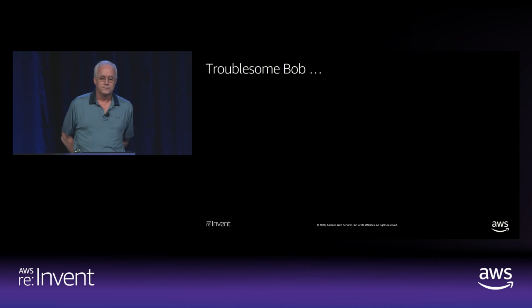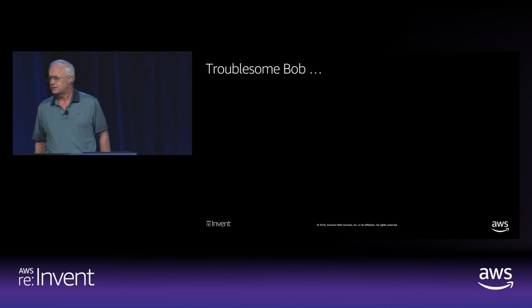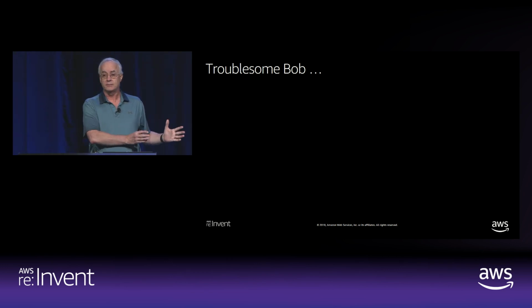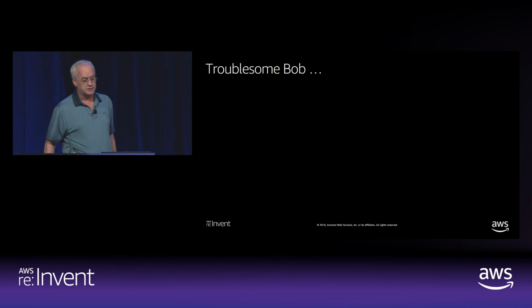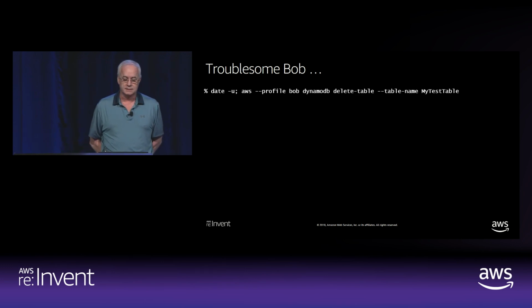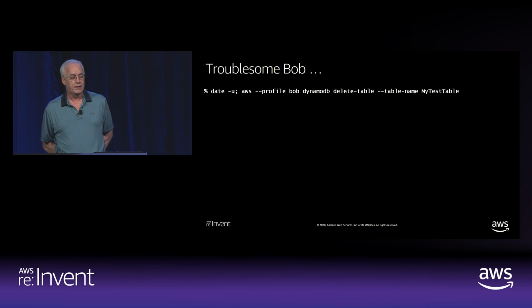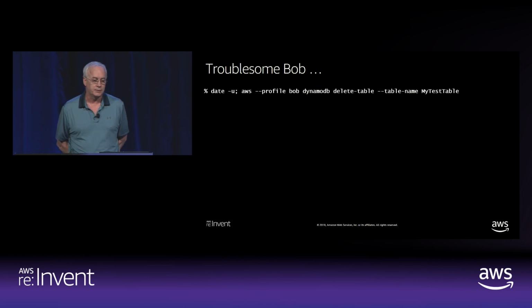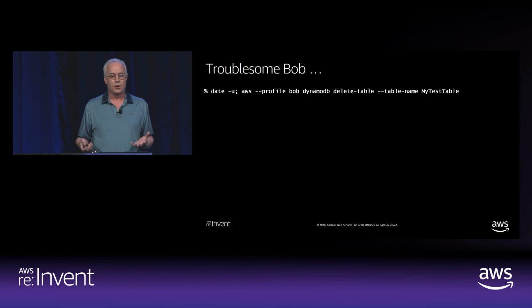I have this user Bob, and I'm a security guy. Security guys always talk about Bob and Alice, almost always. So I did talk about Jane before just to have something different. But here's Bob. Bob's a little troublesome. Bob likes to go and delete things in the test table. And so here I've got this. He's going to try to delete a table. And I put a date command in there just so you can see how long this can occur.